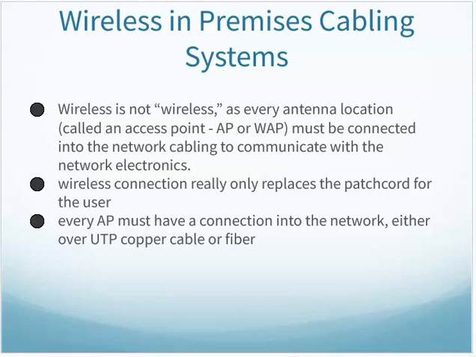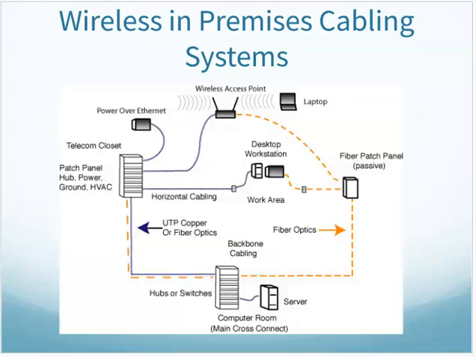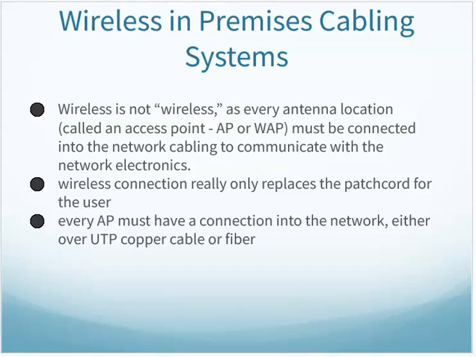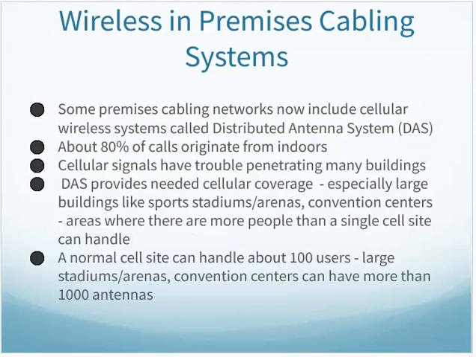We have to remind people wireless is not actually wireless because on the back end, on our end, we need wiring to get to all those access points. Those access points need to connect into your network somewhere. It's really only replacing the patch cord for the user, but we need to have a cable infrastructure in the back end so that there is a connection into a network. And that is typically through copper, but some access points are now starting to use fiber connection.